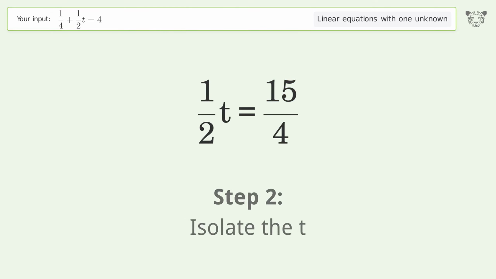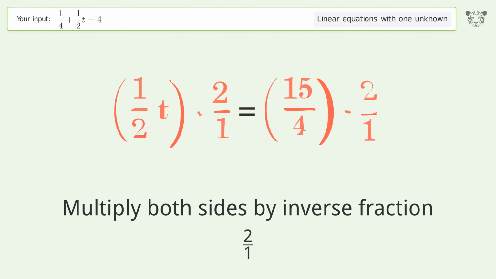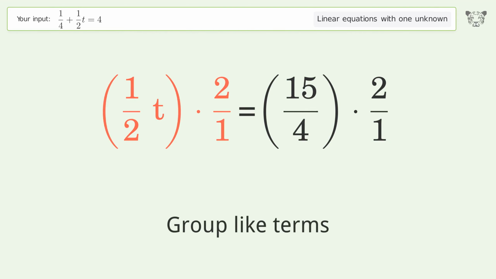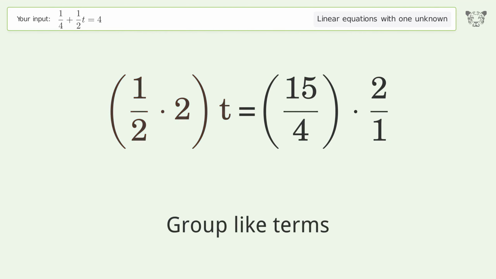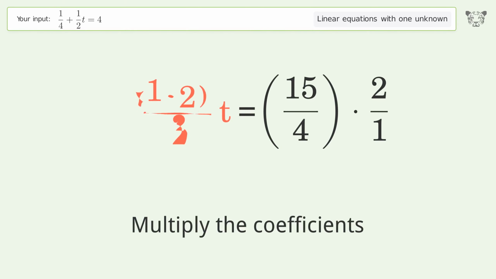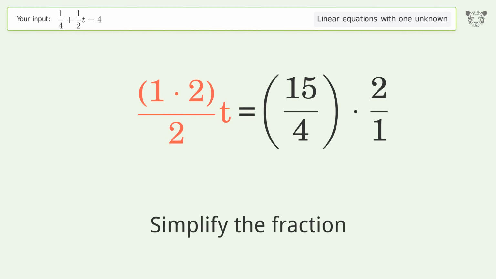Isolate the t. Multiply both sides by the inverse fraction 2/1. Group like terms. Multiply the coefficients. Simplify the fraction.